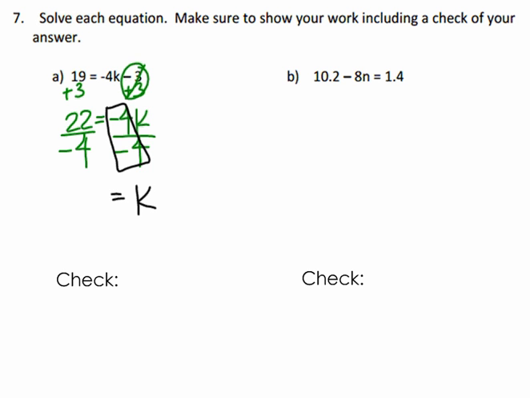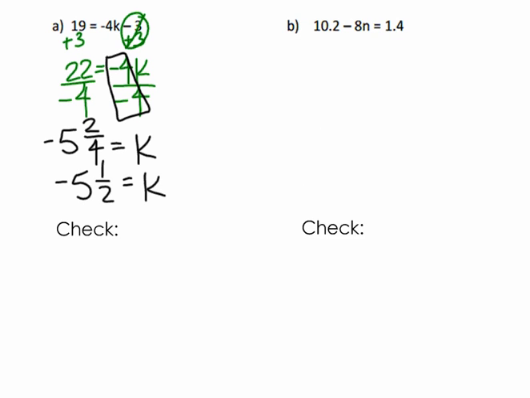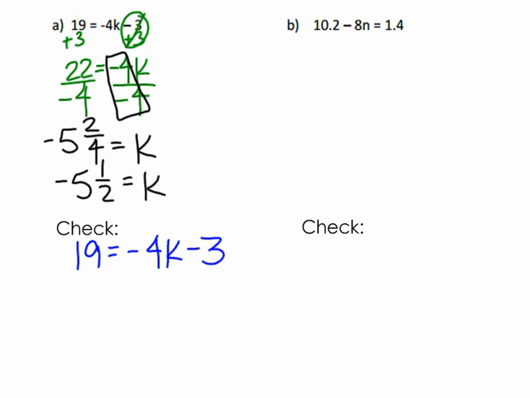And then on the other side of the equation, 22 divided by 4, I can rewrite as a mixed number. So 4 goes into 22 5 times, with 2 out of 4 left over, or negative 5 and 1/2 is equal to k. All right, we do need to check our answer. So in order to do that, I'm going to copy the equation that I started with. 19 equals negative 4k minus 3. And in place of the variable, I'm going to substitute negative 5 and 1/2.